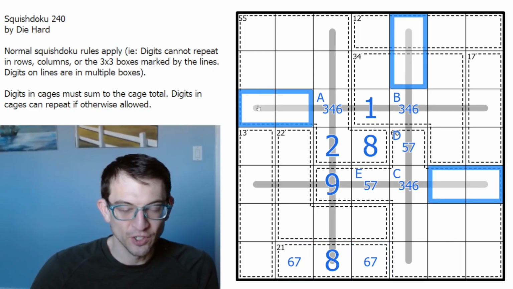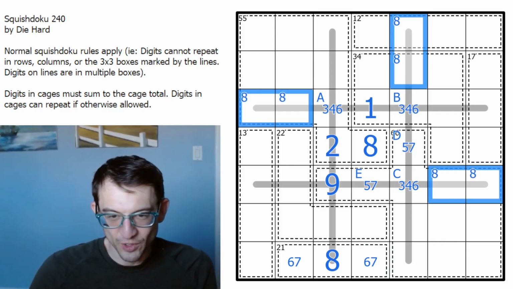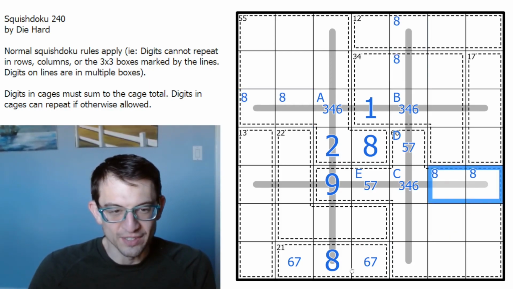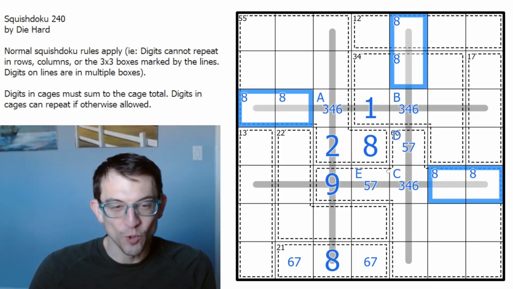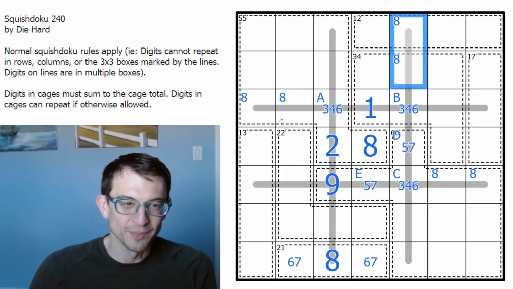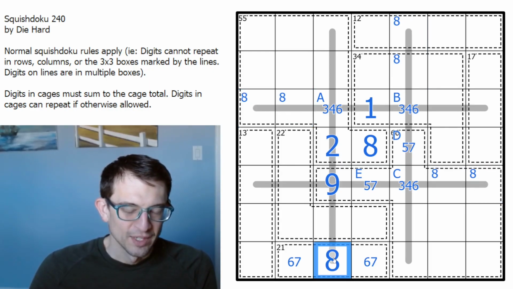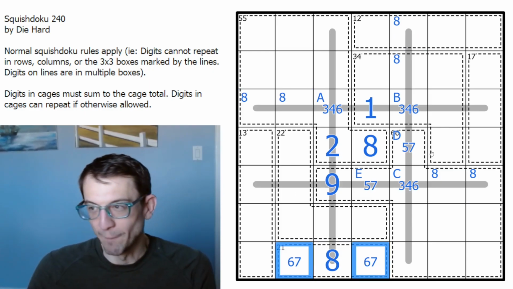So 8s are going to go in each of these. I kind of know where the rest of the 8s in the puzzle are, almost. Each leg has 2 possibilities. So that's 8. And I don't know which way 6 and 7 go yet, but that's what I have so far.